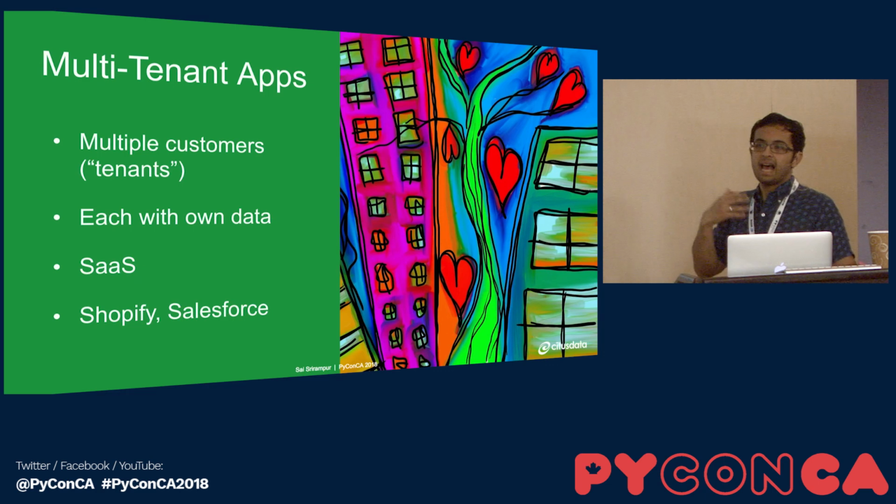So most of the SaaS apps, most of the SaaS B2B apps can be considered as multi-tenant. A couple of examples which come to my mind are Shopify and Salesforce. So using Shopify, you yourself can go ahead and create stores, and there are multiple such stores, and each store deals with its own data. So Shopify is a classic example of a multi-tenant application.